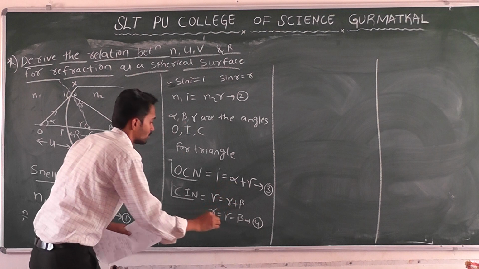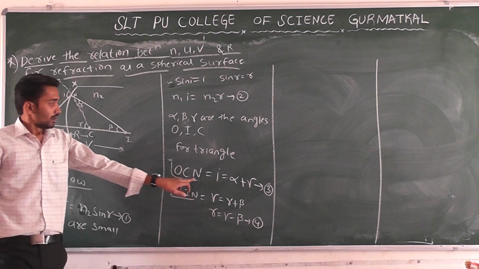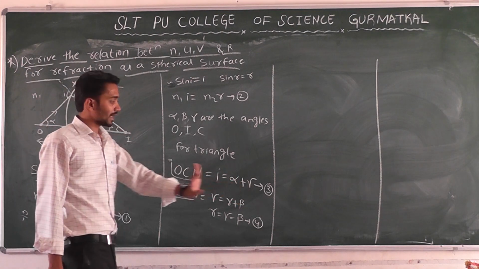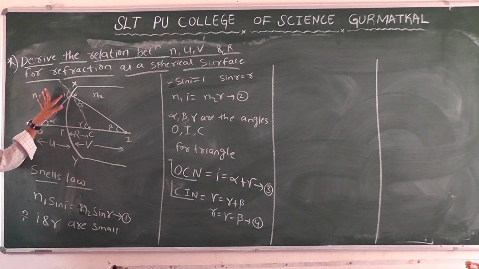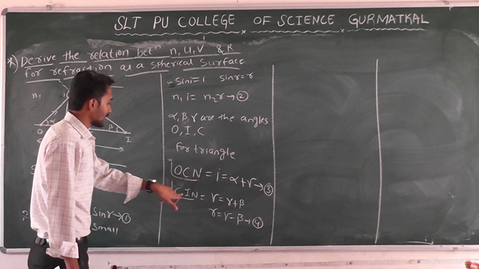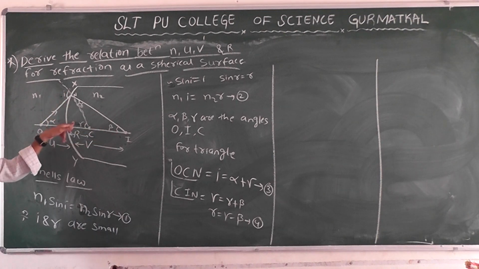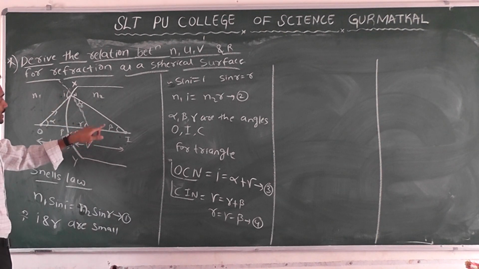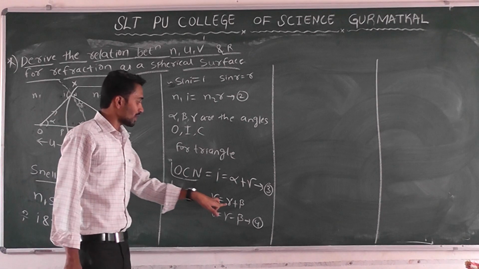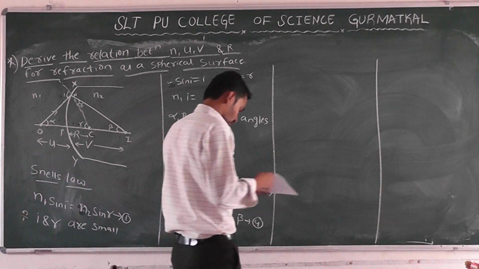So consider equation 4. Consider the triangle OCN. The exterior angle is equal to the sum of the two interior angles. So I is the exterior angle, and alpha plus gamma are the interior angles. Next, consider the triangle CIN. Gamma is the exterior angle, and beta and R are the interior angles. So gamma is equal to R plus beta, so R is equal to gamma minus beta. We are taking this as equation 4.